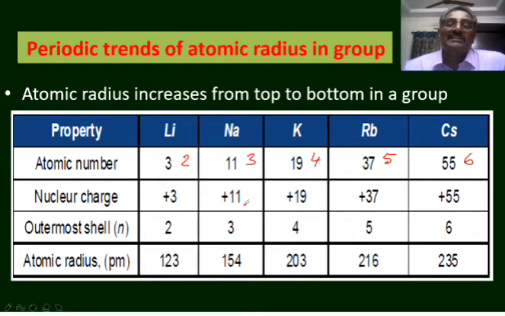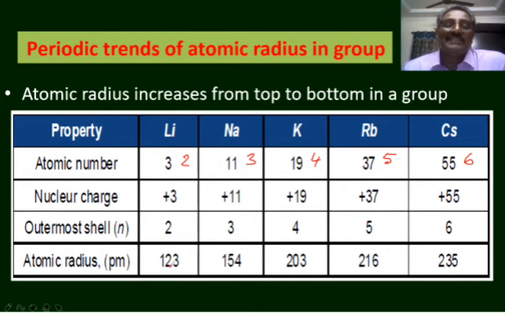The nuclear charge is 11 units. Atomic number is increased by 8. And again, atomic number is increased by 8. So, nuclear charge of potassium is 19 units. For rubidium, 37 units. For cesium, 55 units. So, nuclear charge is increasing by 8, 8, 18, 18 differences. Outer shells are 2, 3, 4, 5, 6.